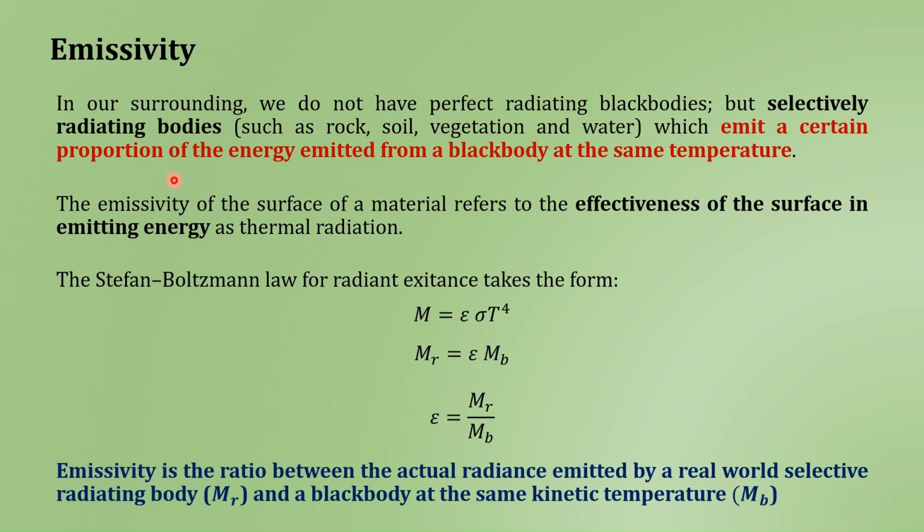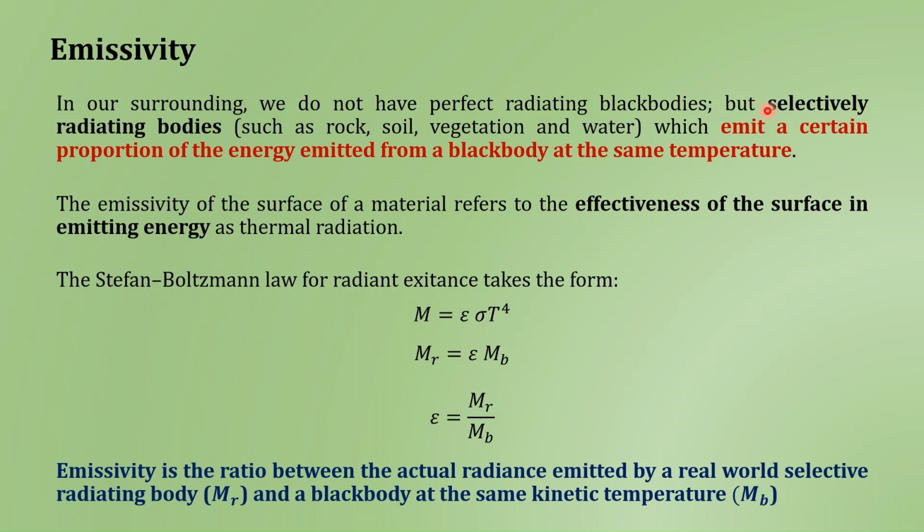As we saw in the starting of this video, that the radiant temperature is always less than the kinetic temperature of the object, and this mainly happens due to a thermal property called emissivity. So let us see what this emissivity is. In our surrounding, we do not have the perfect radiating black bodies, but we have the selectively radiating bodies such as the rock, soil, vegetation and water.